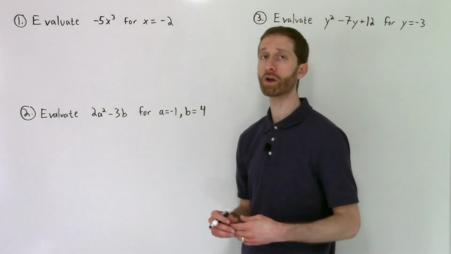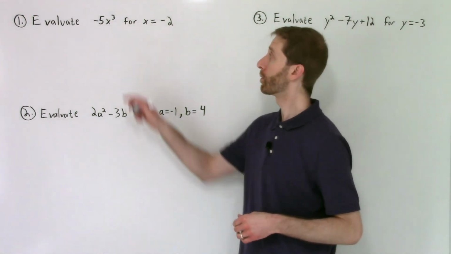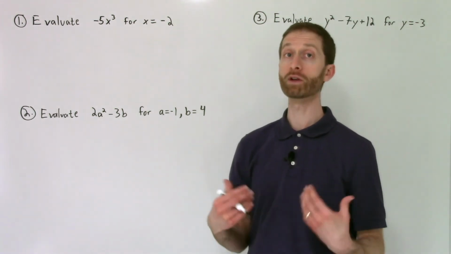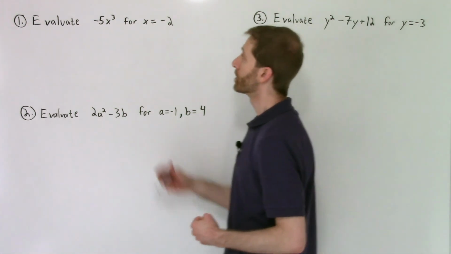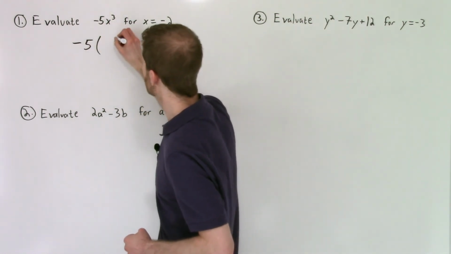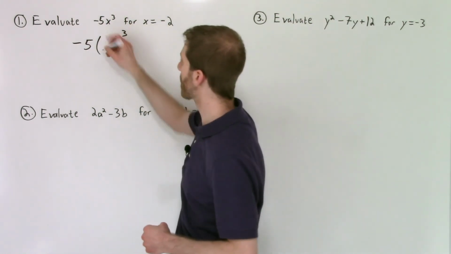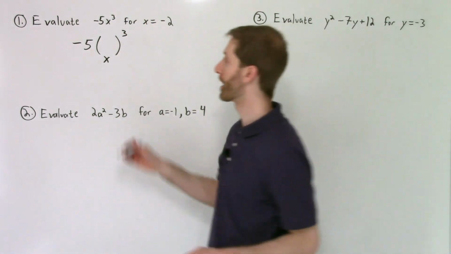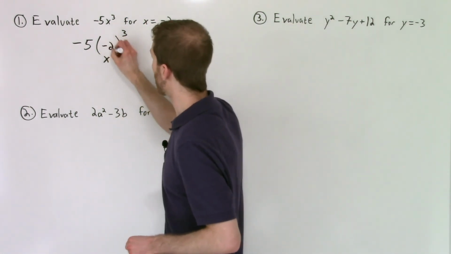In an earlier video, I showed you how important it is that when we evaluate an algebraic expression, we're using parentheses so that we're following the proper order of operations. So this is really saying -5 times some amount cubed. That some amount is called x. And that x value that we're evaluating for is -2. So we plug -2 in there.